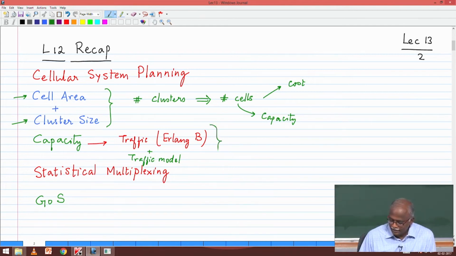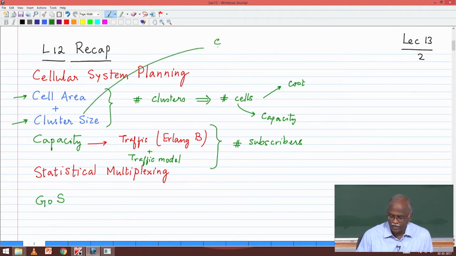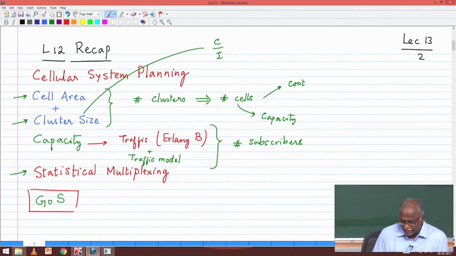This then tells us the number of subscribers that we can support, and also the quality of service that each of them will see based on the C over I that will be determined by the cluster size. So cluster size also has an impact on the C over I that you will see. And all of this we are exploiting the understanding of statistical multiplexing, the fact that all users are not asking for service at the same time, and therefore we are able to talk about a grade of service or a blocking probability in a statistical sense.